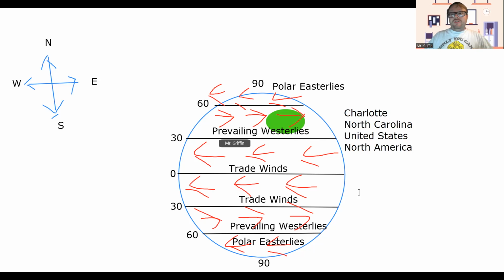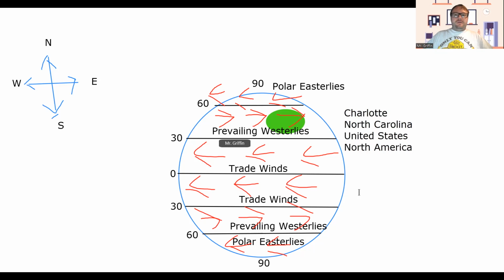Any places mentioned there are affected by the prevailing westerlies, the winds that move from west to east. That means typically weather patterns, rain, fronts, air masses start in the west and move to the east. Now, their direction is kind of altered by the jet stream. We'll talk about the jet stream later.